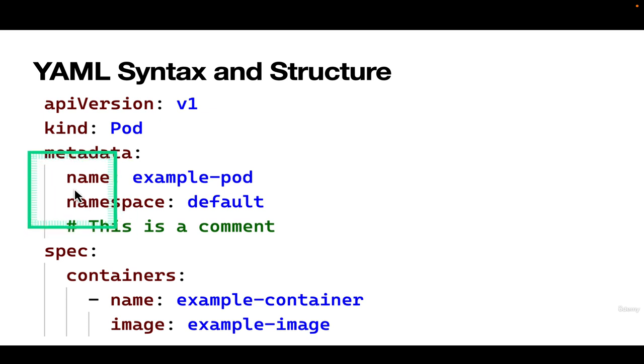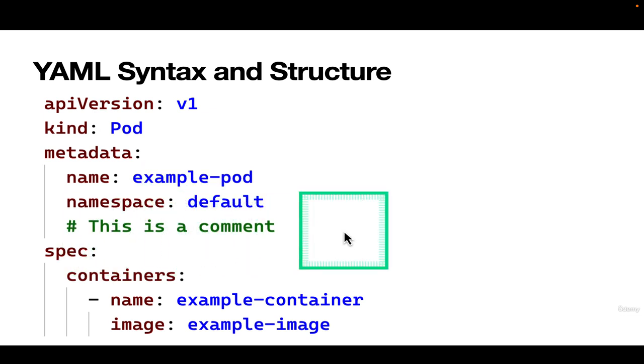So indentation, you can have 2 spaces or 4 spaces, however you feel like. Child elements are indented relative to their parent. So just child elements are indented based on the parent. And comments start with a hash and can be placed anywhere in the YAML file.